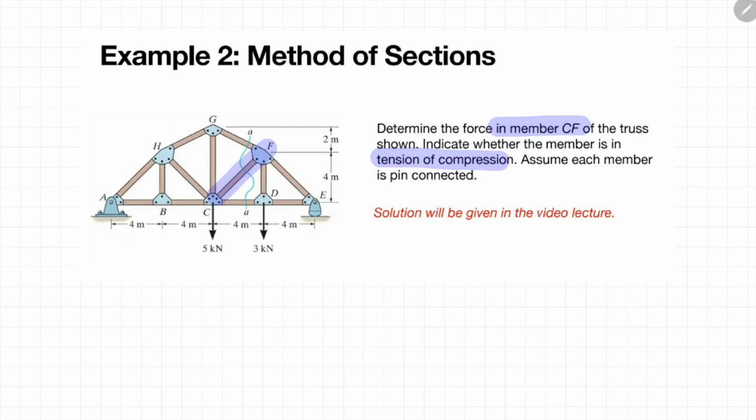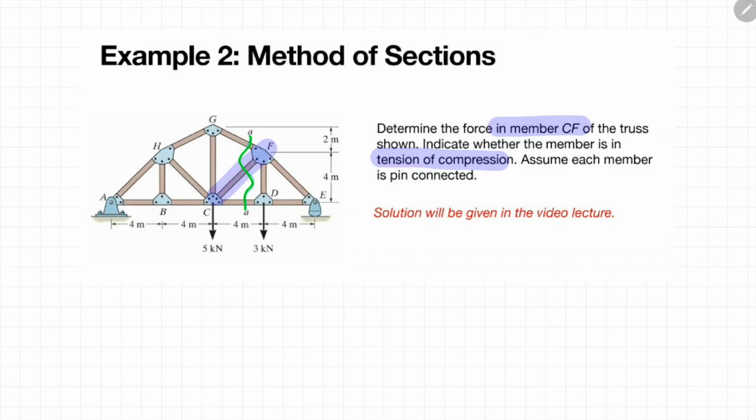When you want to apply the method of section, you have to section it out from the top to the bottom. Meaning from the top of the truss structure until the bottom, the entire structure, okay? Just like the previous example, before we proceed with the method of section, we have to identify first the support reaction magnitudes happening at each joint, okay?